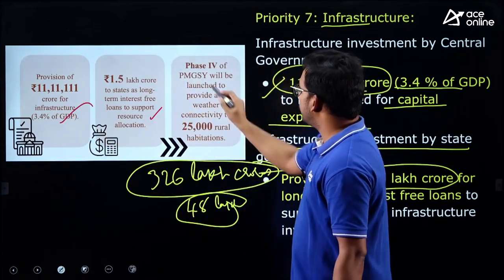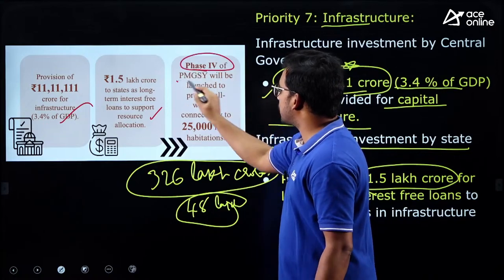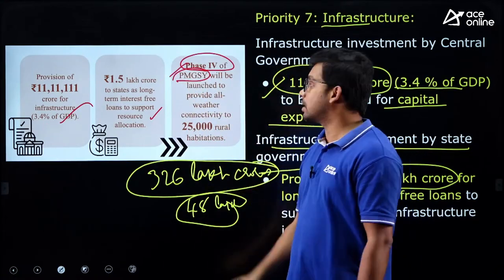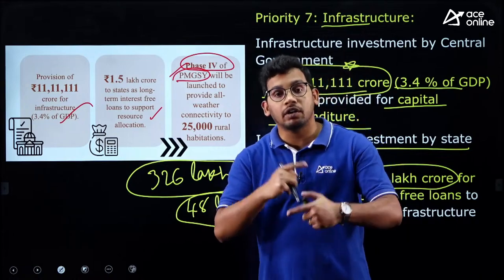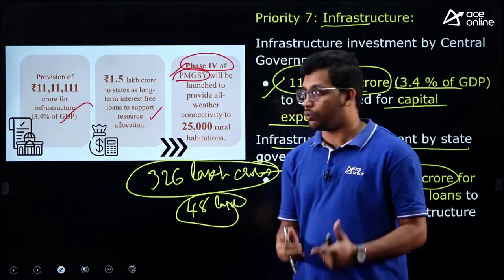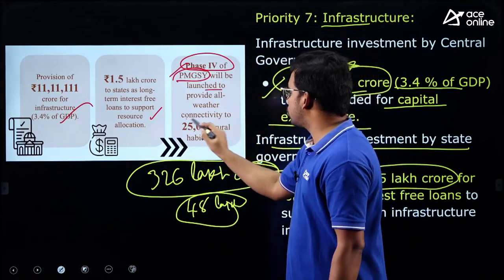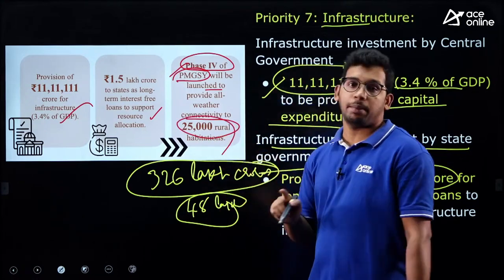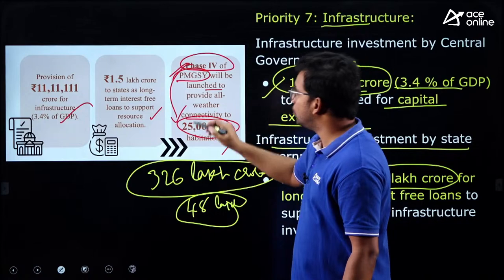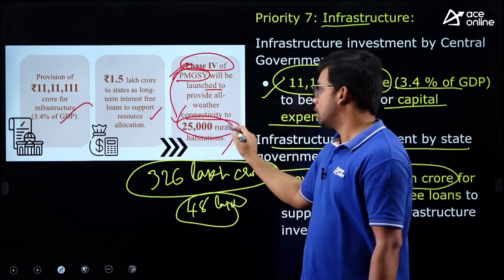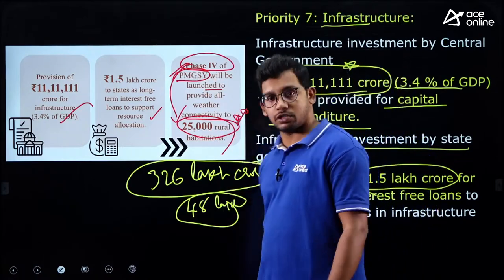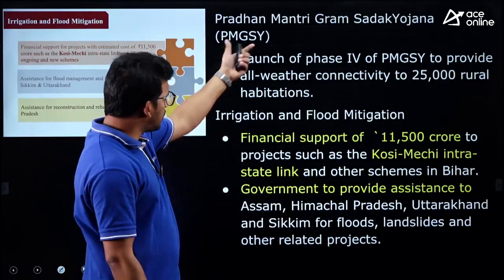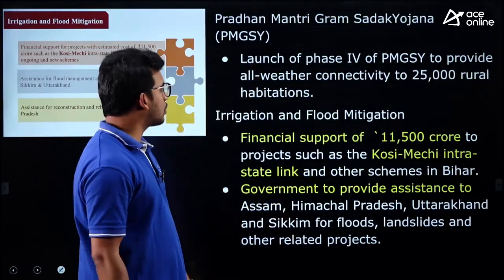And also phase 4 of Pradhan Mantri Gram Sadak Yojana. There is already a scheme called Pradhan Mantri Gram Sadak Yojana to develop the rural roads. For this the government aims to connect 25,000 rural habitations through Pradhan Mantri Gram Sadak Yojana. So this number is also important, they will ask you in the exam, right. So these are the infrastructure ones. Yes, we have discussed just now Pradhan Mantri Gram Sadak Yojana.